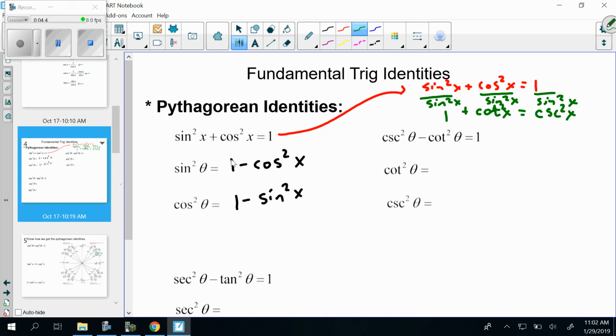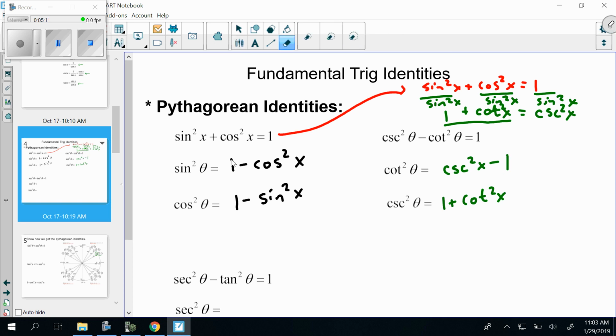So using that, cosecant squared you can see is equal to 1 plus cotangent squared. If we would solve this for the other variable, solve it for cotangent by subtracting 1, cotangent squared would equal cosecant squared x minus 1. All right, similar, we can come up with one more identity off of this one.